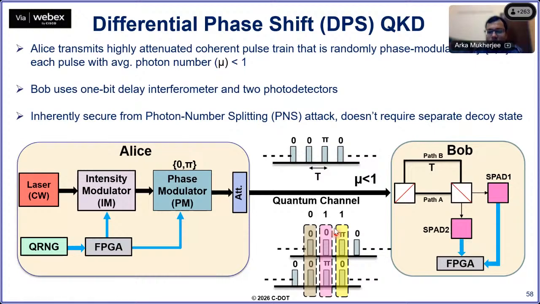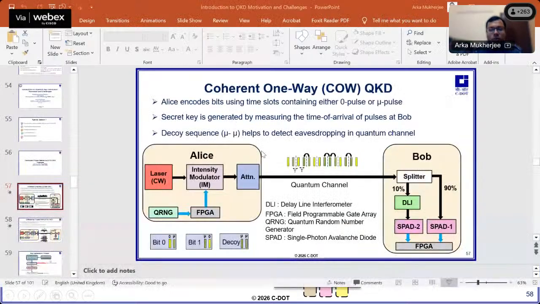Here you can check that if there is some eavesdropping, then this phase relation will change, and that will reflect in some wrong clicks in this detector. That will automatically increase your quantum bit error rate. Seeing that, you can understand whether there is any eavesdropping in the channel or not. So that's how this differential phase shift protocol works.